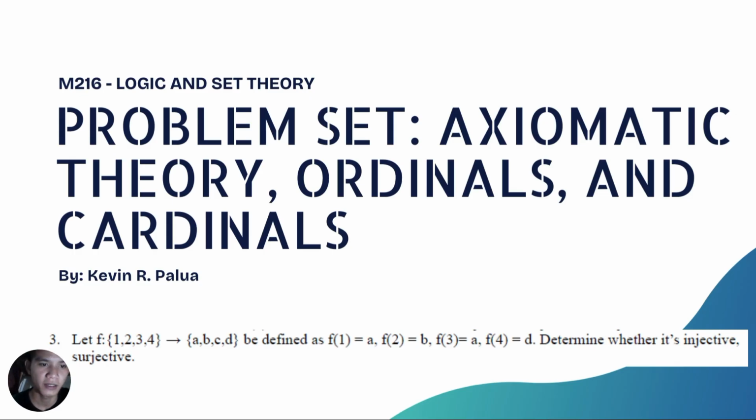So we have here, let F, with elements 1, 2, 3, and 4 mapping to A, B, C, and D, be defined as F(1) is equal to A, F(2) is equal to B, F(3) is equal to A, and F(4) is equal to D. And we are asked to determine whether it is injective or surjective.